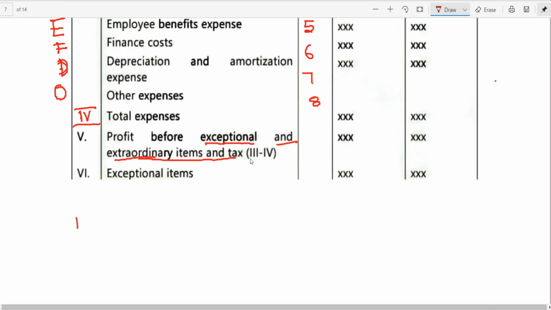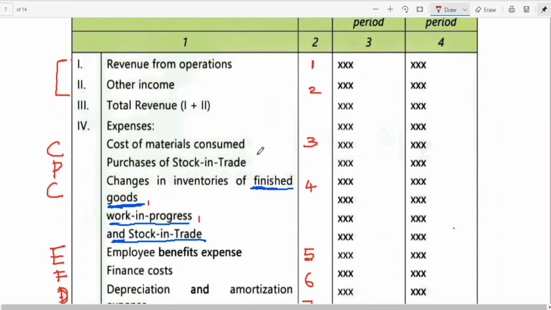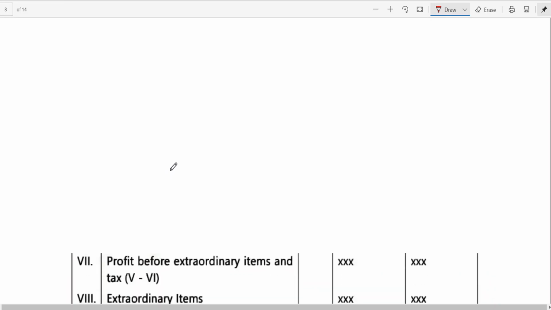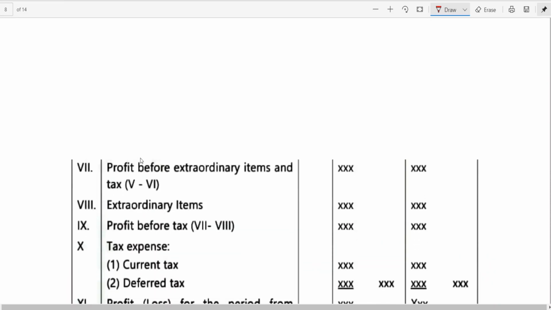Total revenue 3, minus total expenses 4, will give you profit before exceptional and extraordinary items. From that, if you adjust exceptional items, then you'll get profit before extraordinary items. And from that, if you adjust extraordinary items, you'll get profit before tax.